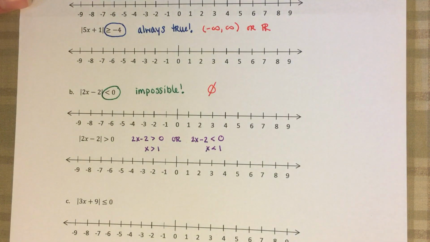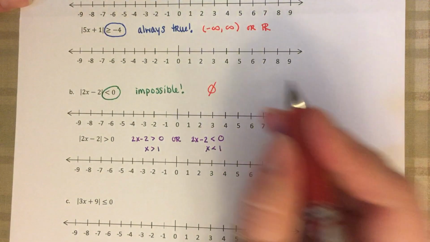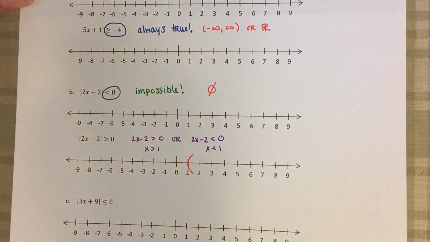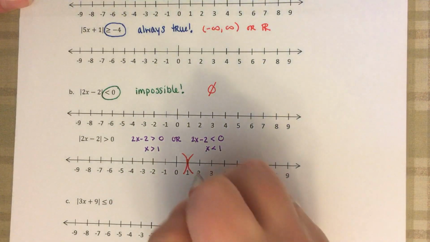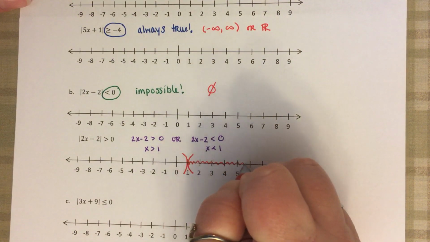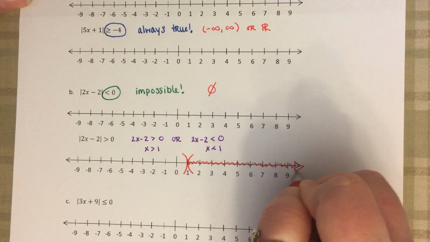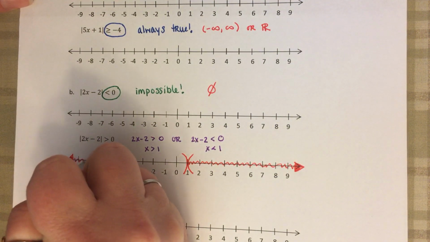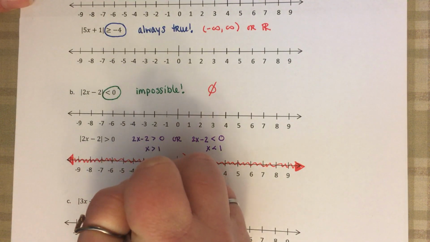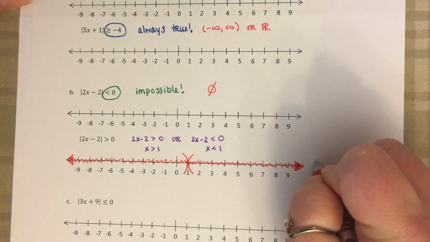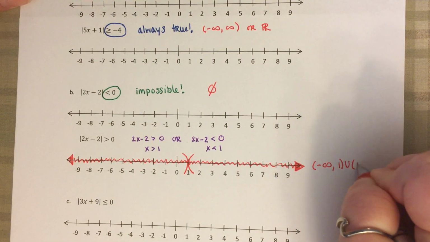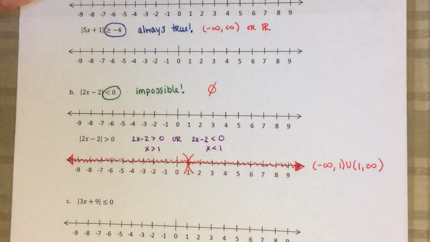But x is greater than or x is less than. If x is greater than 1, that means we're going to have a parenthesis going in that direction. If x is less than 1, that means we're going to have a parenthesis going in that direction. Both sides are going to be shaded in, but we cannot use the value of 1. So we don't have all real numbers. We have everything except, x cannot equal 1. So if we write this in interval notation, we're going to write negative infinity to 1 using parentheses, union 1 to positive infinity.